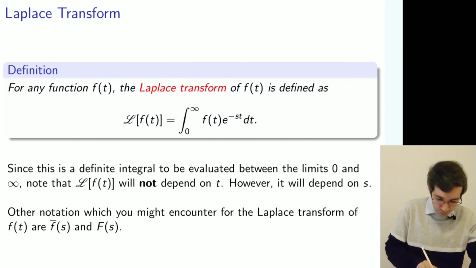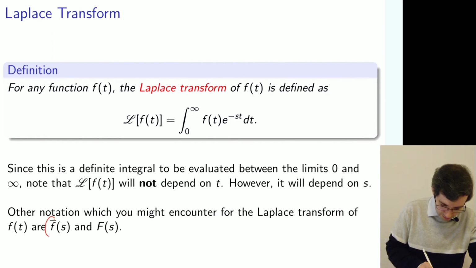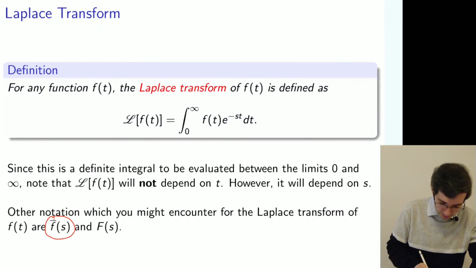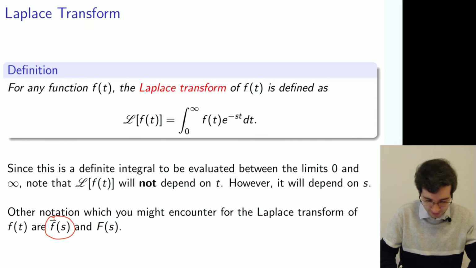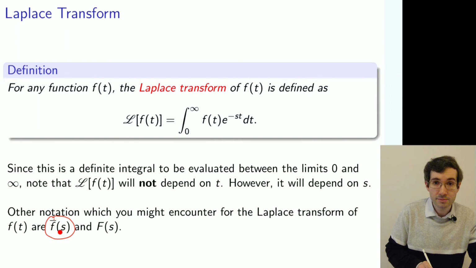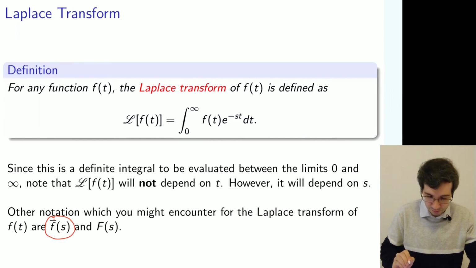And as I said, the most common notation is f over bar s, but you can sometimes use capital F if you prefer. But for the majority of this course, this is what we'll be using. That's the main notation for Laplace transform.